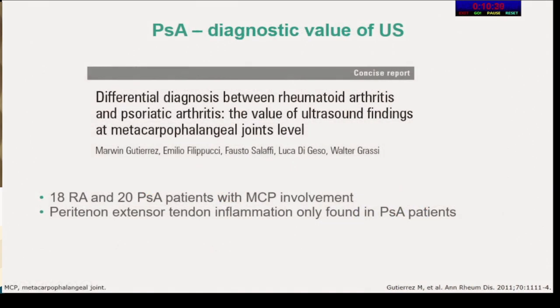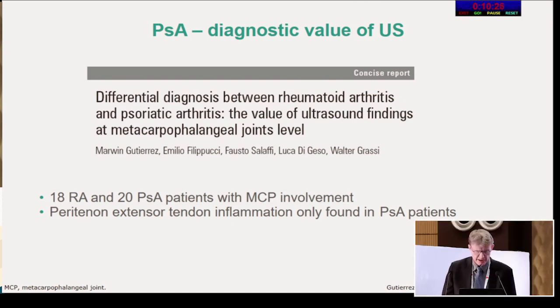There have been some studies about the differential diagnostic value of ultrasound between rheumatoid arthritis and psoriatic arthritis, and not surprisingly, based on what we know about the diseases, the involvement of the enthesis and the involvement of the peritendon in areas where there are no tendon sheaths is characteristic of the psoriatic or SpA disease, and not really found in rheumatoid arthritis.